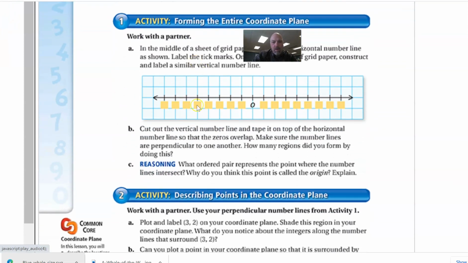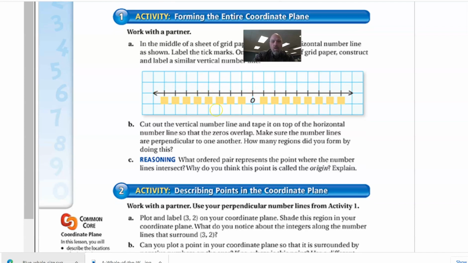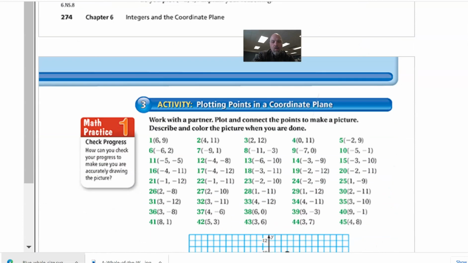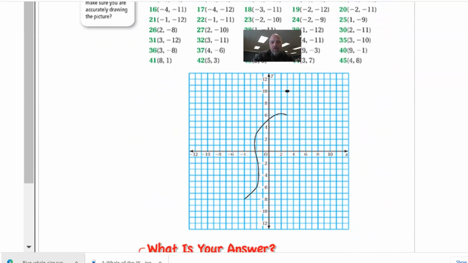So you've been making number lines since you were a very, very little kid. We put a 0 in here, and we have the positive numbers going off to the right, and the negative numbers going off to the left. Well, we can continue that in a coordinate plane by doing this.